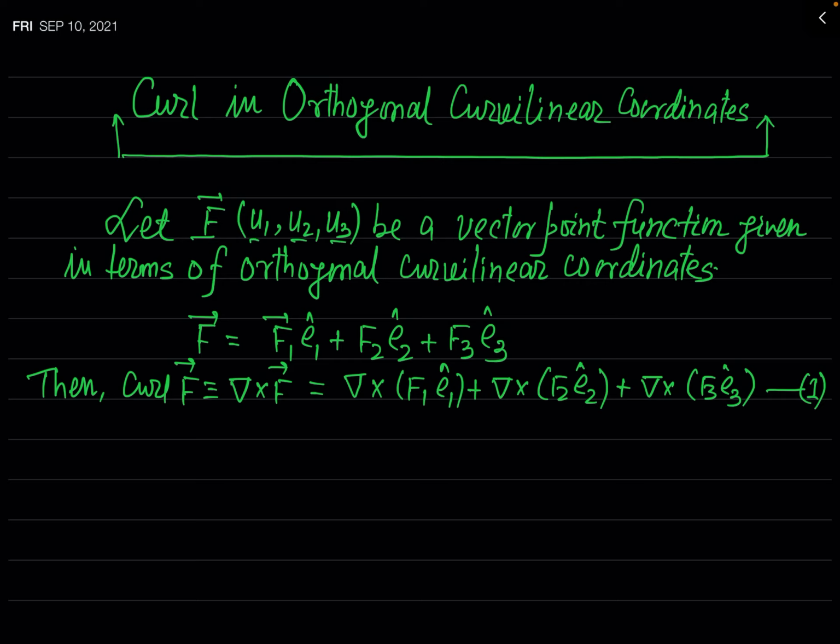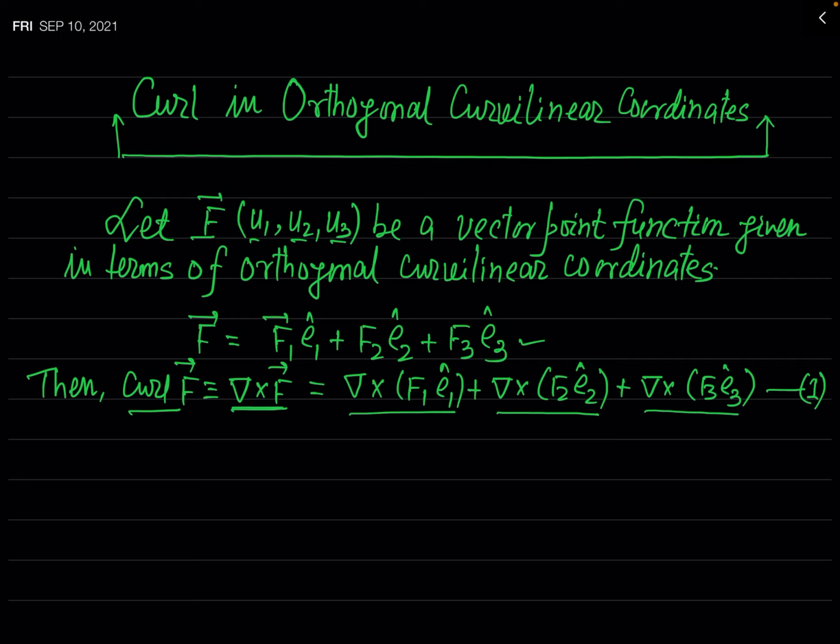Now, curl of vector f is also denoted by the symbol del cross f. In other words, you can say that the operator del cross means curl. So when you write curl of f, it means you will operate del cross operator on the vector function f. So as f is equal to this much, del cross f will be simply del cross f1 e1 hat plus del cross f2 e2 hat plus del cross f3 e3 hat. Now we will evaluate the three terms in the RHS of equation 1 separately, and then after substituting all those values in this equation 1, we will get the expression for curl of f.